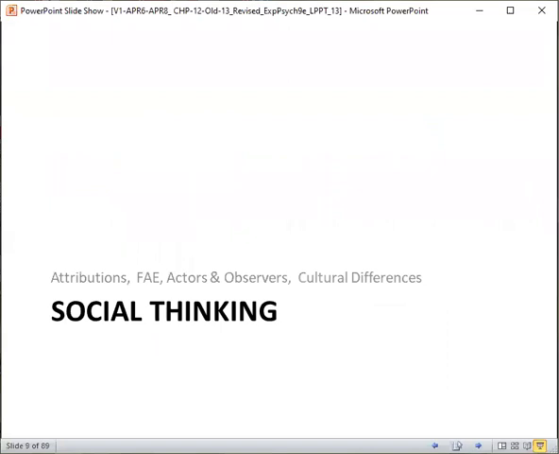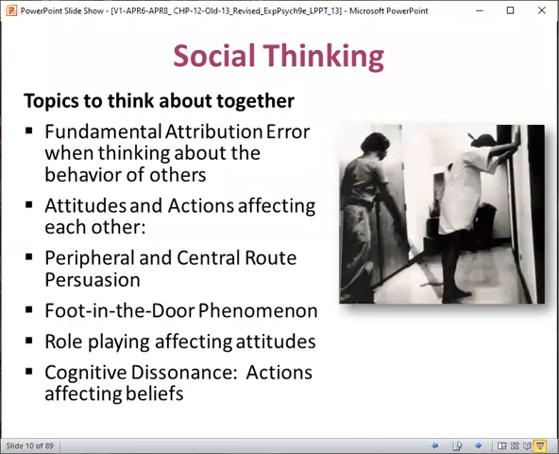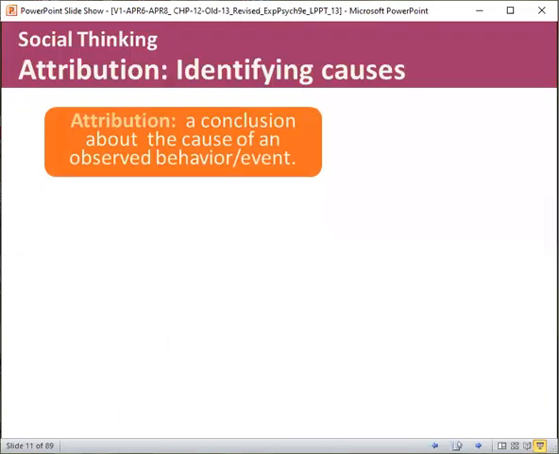So let's look deeply here at what we mean by social psychology and social thinking, which is an important aspect of it. We'll be looking at such things as the fundamental attribution error, attitudes and actions affecting each other, peripheral and central routes of persuasion, the foot-in-the-door phenomenon, role playing affecting attitudes, as well as cognitive dissonance, where actions affect your beliefs. Okay, let's get started. So first, let's talk about attribution.